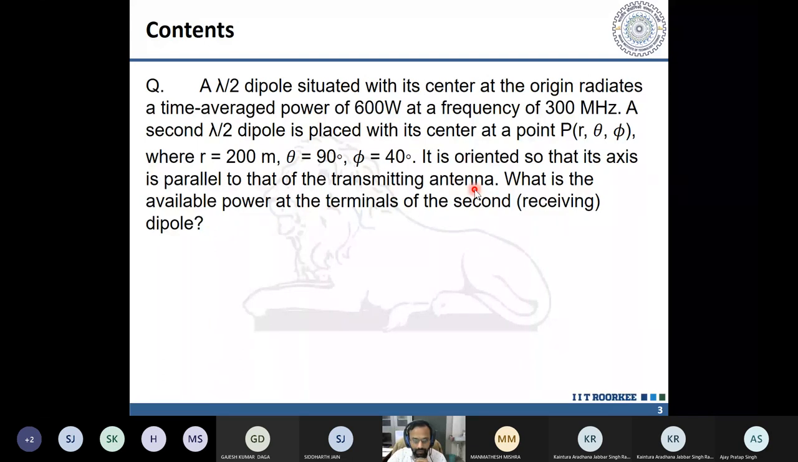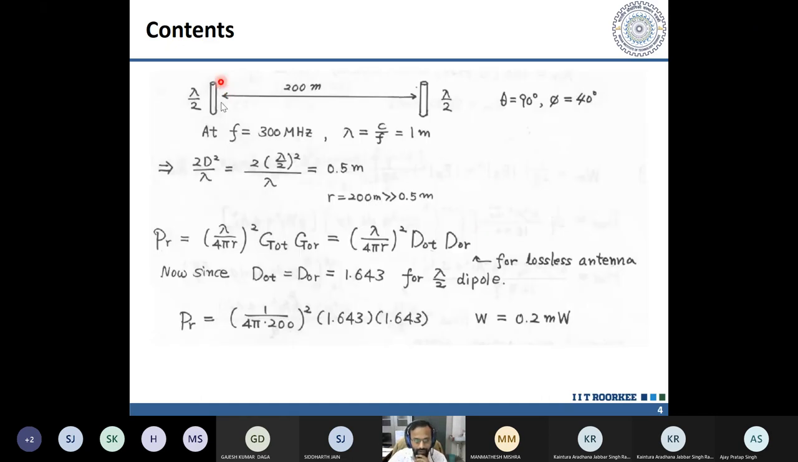So what is the available power at the terminals of the second or the receiving dipole? We are supposed to calculate the power at the receiving antenna. We have a transmitting antenna and a receiving antenna, and the distance is given. Both of them are half wavelength dipoles. The frequency is given, so lambda is known. The first thing is to verify whether we are in the far field region, because most of the expressions that we calculated were in the far field region. We go with the thumb rule of 2d square by lambda, which evaluates to 0.5 meter. And we are at 200 meters, so we are in the far field region.